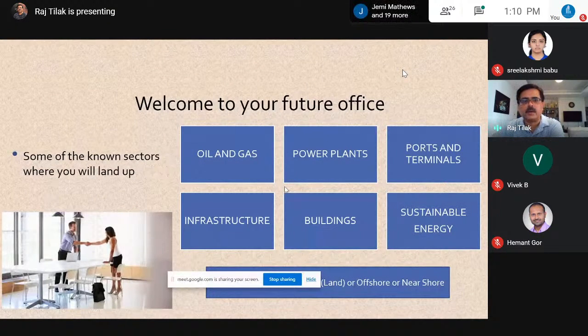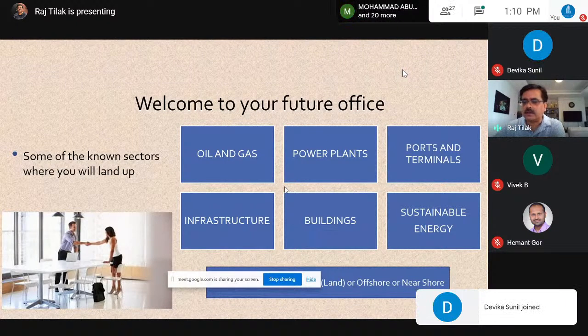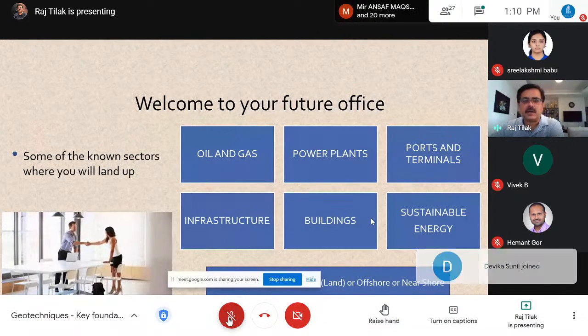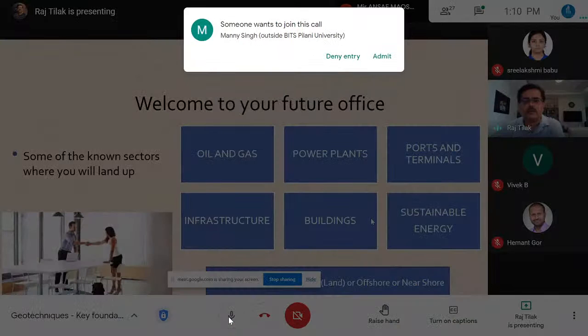So this is what I was speaking to. You will be attending to these sectors mostly when you graduate and follow your dreams. So these sectors are distributed among typically onshore, offshore, and hello.